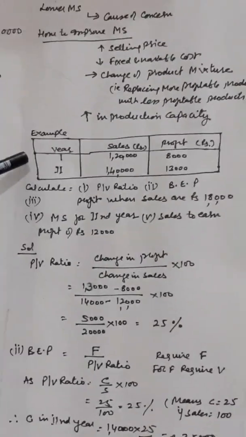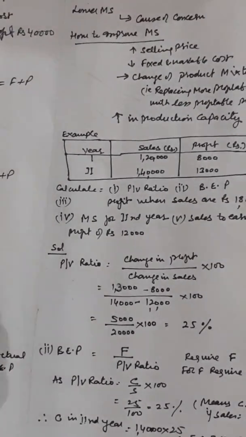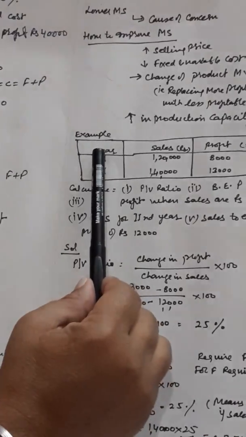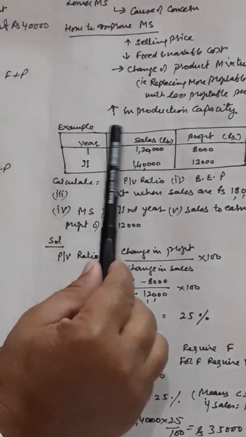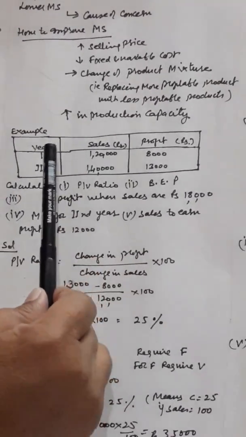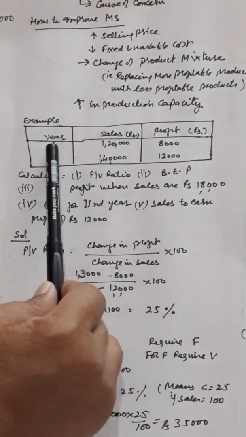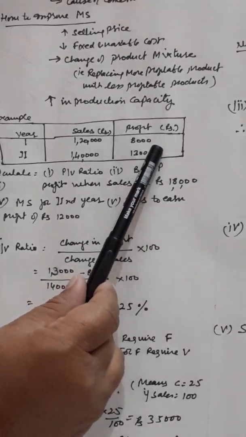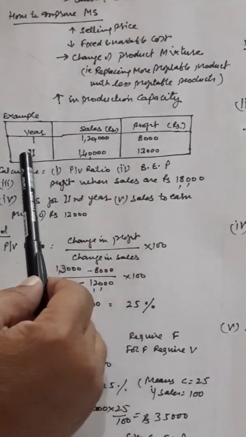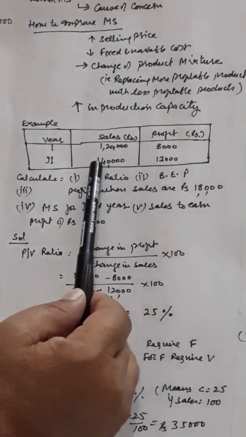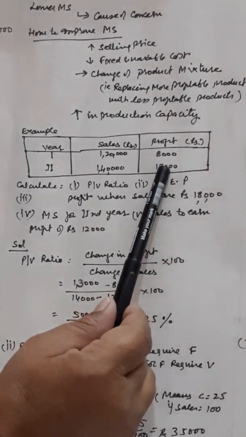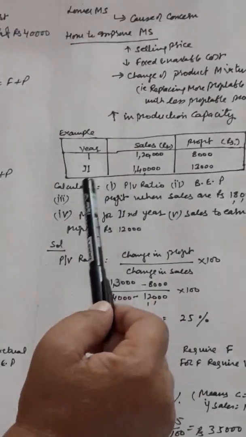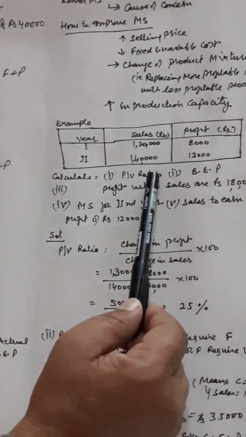The whole concept we can understand with the help of this example. Here we are given sales and profit. In year 1, sales are 1,20,000 and profit is 8,000. In year 2, sales are 1,40,000 and profit is 13,000. We are to calculate PV ratio.